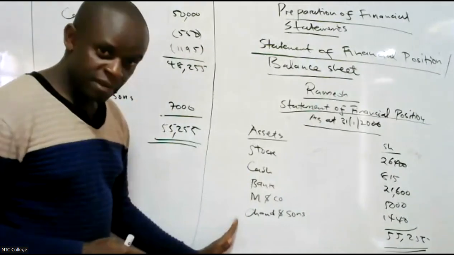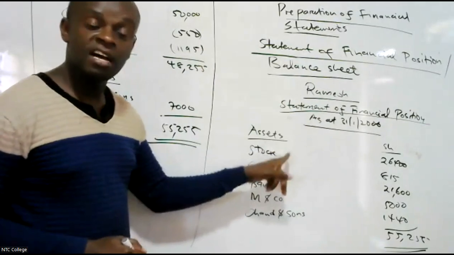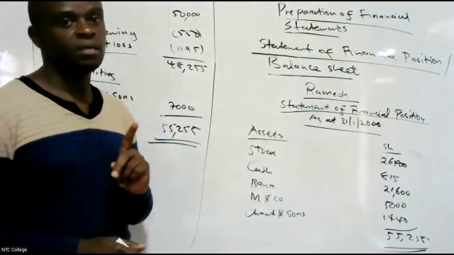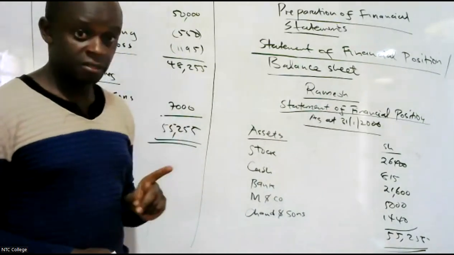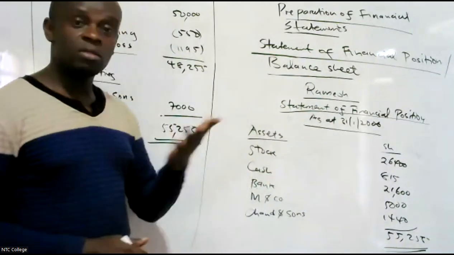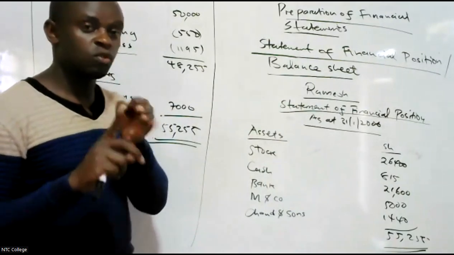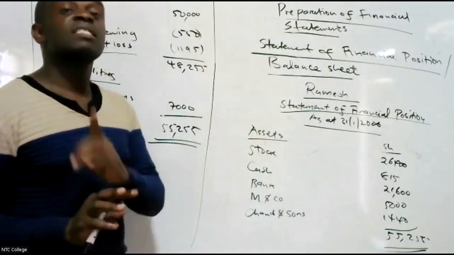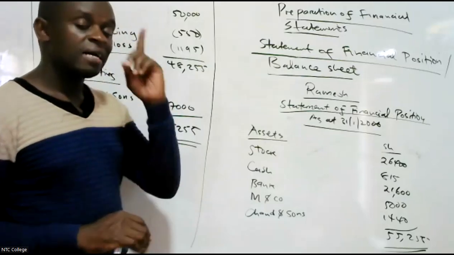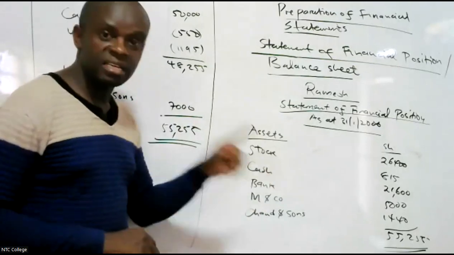The other thing that I want to explain on this side is stock. Stock refers to items that are owned by the business for the purposes of doing business. So you must also remember that. And all these are current assets, because when we looked at this business, there was no land, no motor vehicle, no building. The only things we were given were falling under the category of current assets. So stock is an asset, cash is an asset.